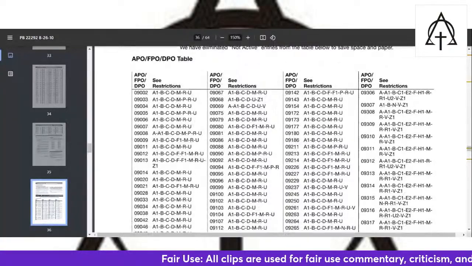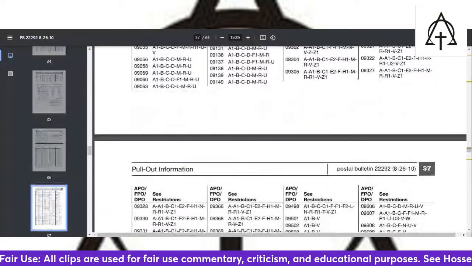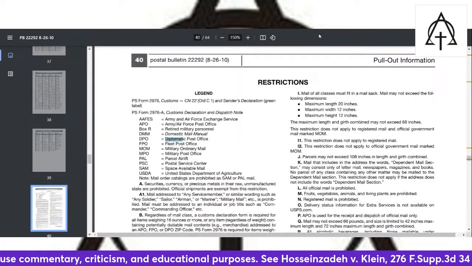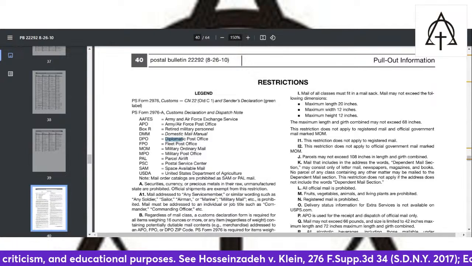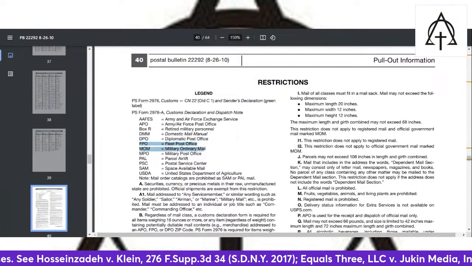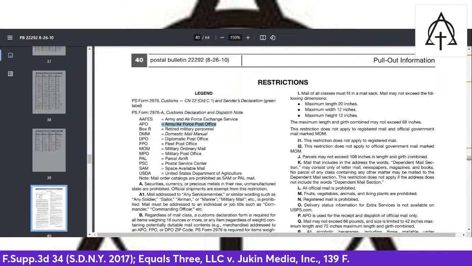Can you guys read this stuff? DPO means Diplomatic Post Office. FPO means Fleet Post Office. And like I said, APO means Army or Air Force Post Office.